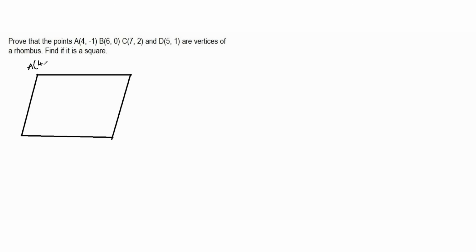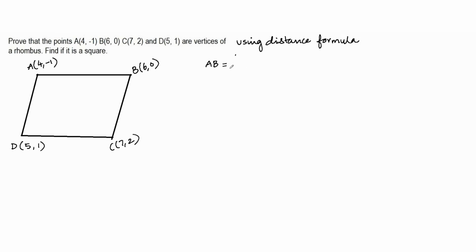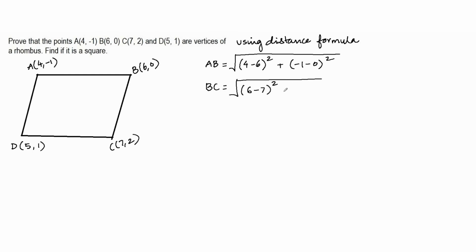So A is (4, minus 1), B is (6, 0), C is (7, 2) and D is (5, 1). So now I am going to go ahead and use the distance formula. Using the distance formula, I am going to find the length AB. So AB is going to be under root of (4 minus 6) the whole square plus (minus 1 minus 0) the whole square. Similarly, BC is going to be under root of (6 minus 7) the whole square plus (0 minus 2) the whole square.